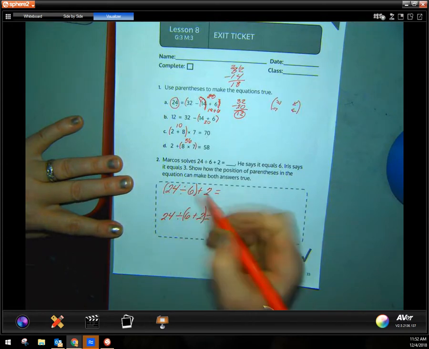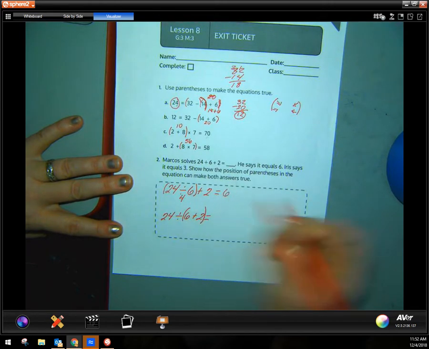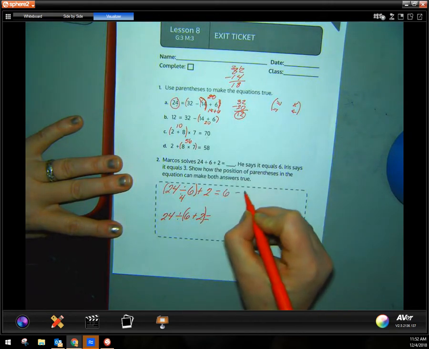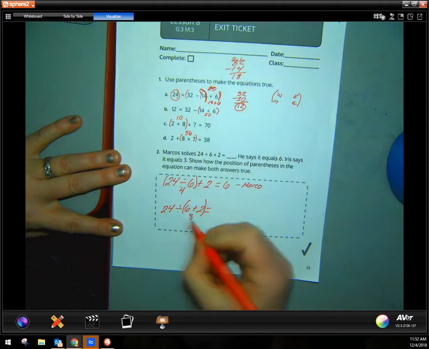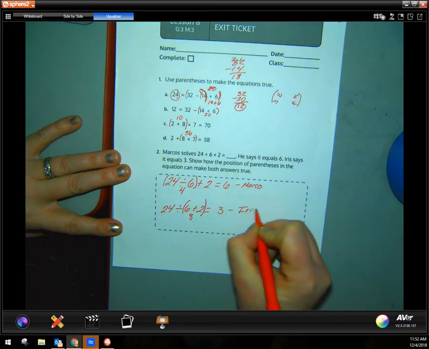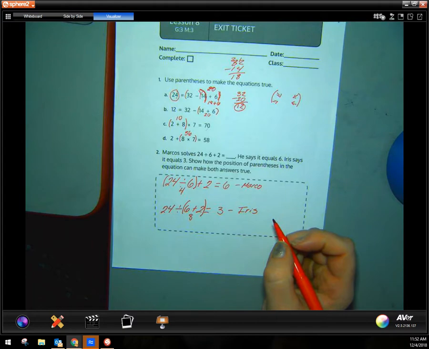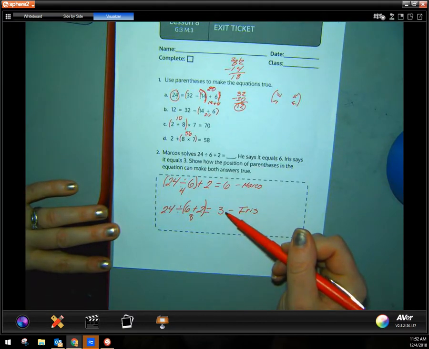So 24 divided by 6 is 4. 4 plus 2 is 6. So this is Marcus or Marco. 6 plus 2 is 8. 24 divided by 8 is 3. This would be Iris's problem. Wherever the parentheses are, that can make the problem have a different answer.